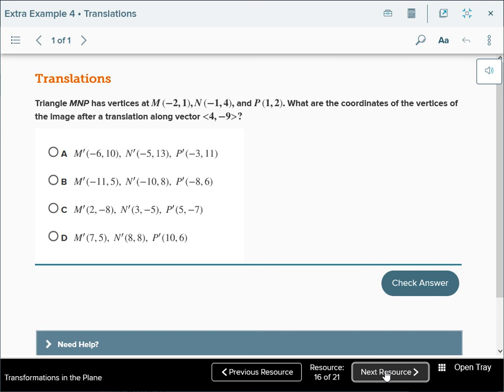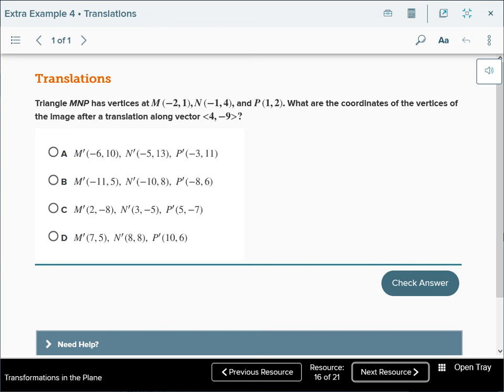So it says MNP, we got all those points, I'm not gonna read them all. What are we doing to each of these points of this triangle? Going up four, no. Be careful. Right 4, down 9. Right 4, down 9. So if we were on a graph, we could just slide it and do that, right? But since we don't have a graph, we're doing this. So what am I doing to the 2? I'm adding what? Four to negative two. Adding 4 to negative 2. So what's that going to give us?